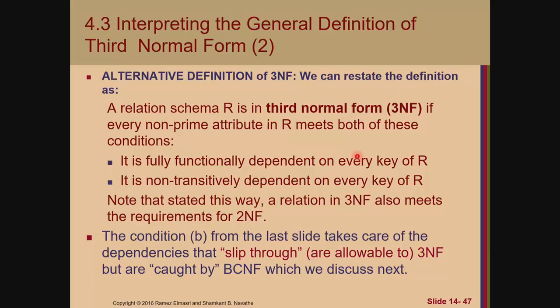What else? Alternative definition: we can restate the definition as: relation schema R is in third normal form if every non-prime attribute in R meets both of these conditions. The first one is fully functionally dependent on every key of R, and it is non-transitively dependent on every key of R. Same story but different explanation.